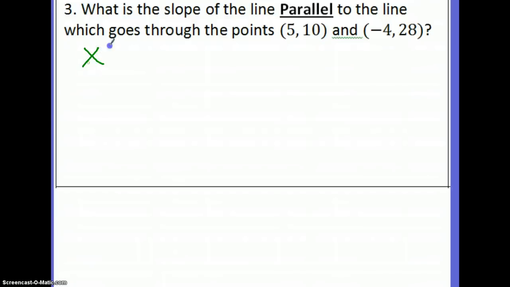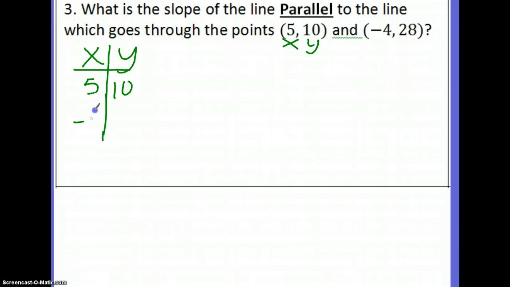So we need to find the slope that goes through those points. So we make our table, 5 and 10, negative 4. Oh, I'm doing what you guys do. My bad. Make our table, make sure the x and the y go in the correct spots. 5 and 10, negative 4 and 28. 10 is a y number, therefore I had to change it.